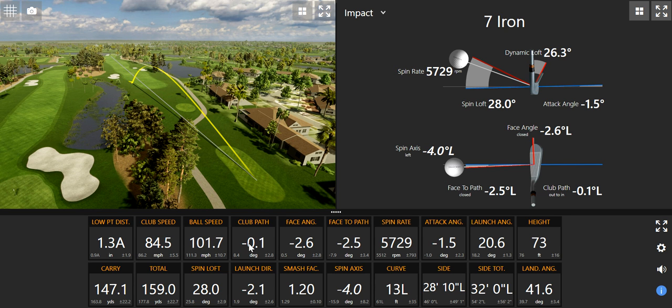Negative 0.01. So I was a little bit over the top, which you can see by the club here, the way it's moving. Negative 0.1 out to in. Problem was my path was still negative 2.5. I would have needed to move this ball to the right. Anything over this, I mean, if you had a zero club face, it would still have been pretty straight.